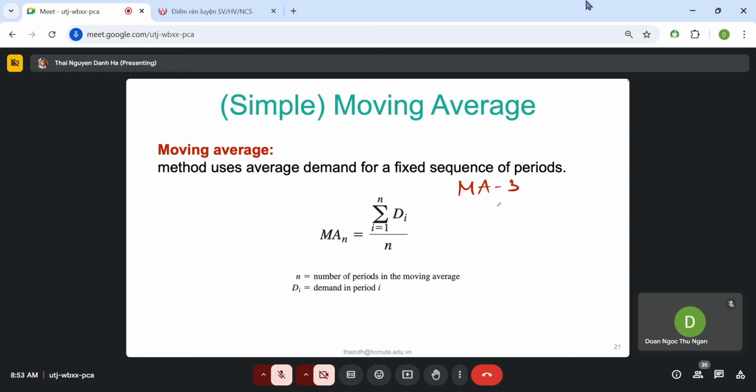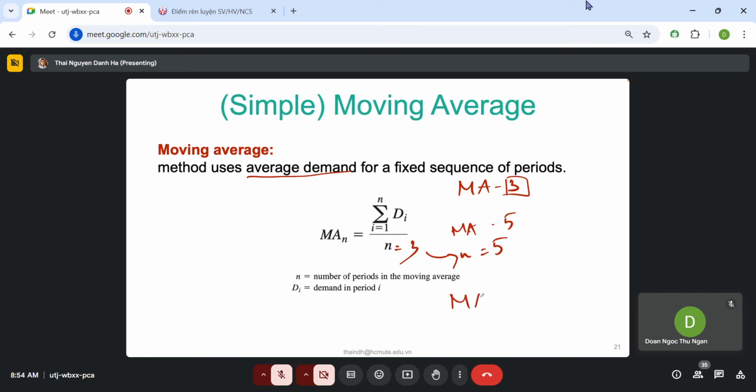If we have MA3, it means N equals 3. We need to find the average demand for the previous 3 periods, right? If we have MA5, it means N equals 5. And we need to find out the average demand for the 5 previous periods, right?